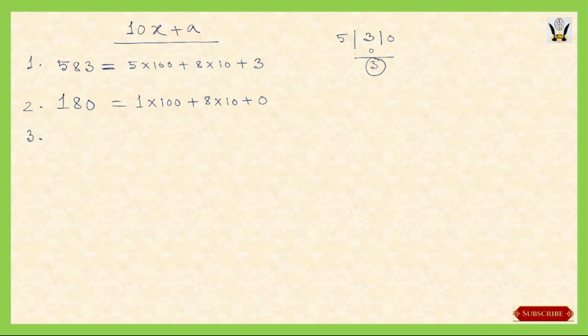Now if we take another example, say 755, then what will happen? It can be expressed as 7 multiplied by 100, then 5 multiplied by 10, and then 5. 7 multiplied by 100 is separately divisible by 5. 5 multiplied by 10 is separately divisible by 5, and 5 is also divisible by 5. So the whole number 755 is divisible by 5.